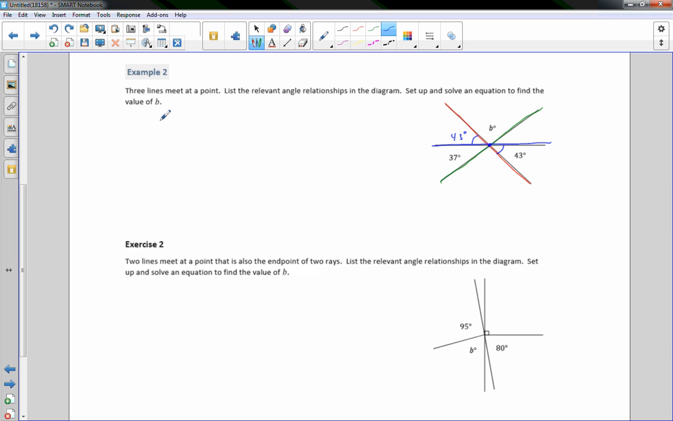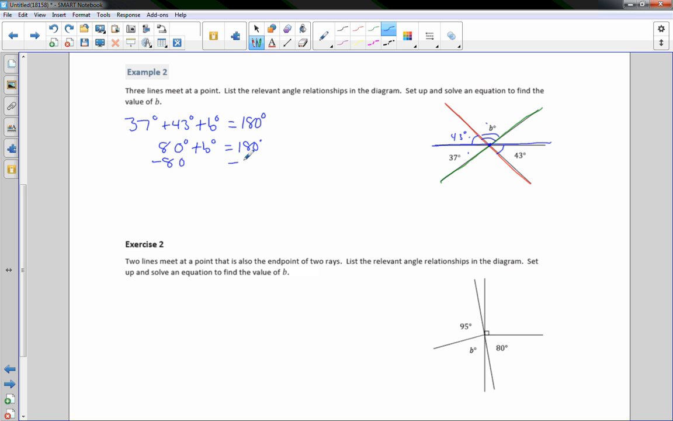Set up and solve an equation to find the value of B. So I want to know what this angle is. This green line here is a straight line, and there are 1, 2, 3 angles that form this side of the green line. And those 3 angles add up to 180 degrees. So I'm going to say 37 degrees plus 43 degrees plus B degrees equals 180 degrees. Combine like terms. 37 plus 43 is 80, plus B degrees equals 180 degrees.